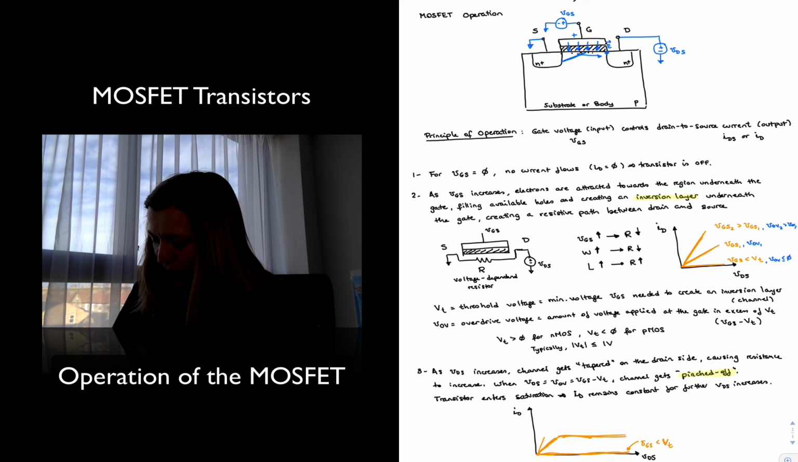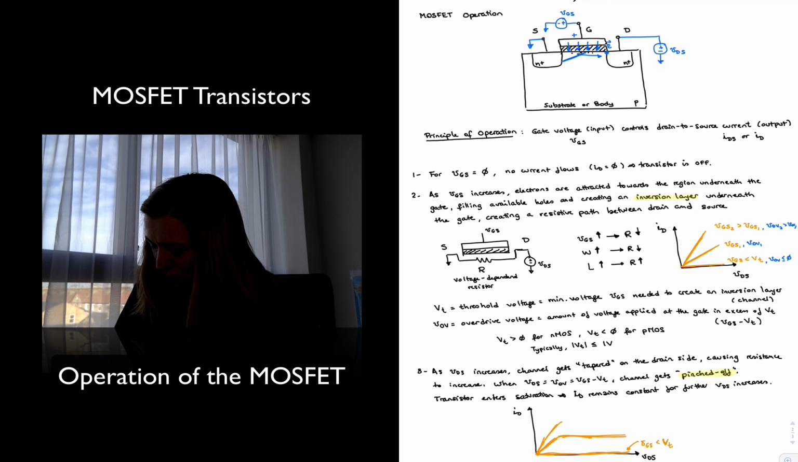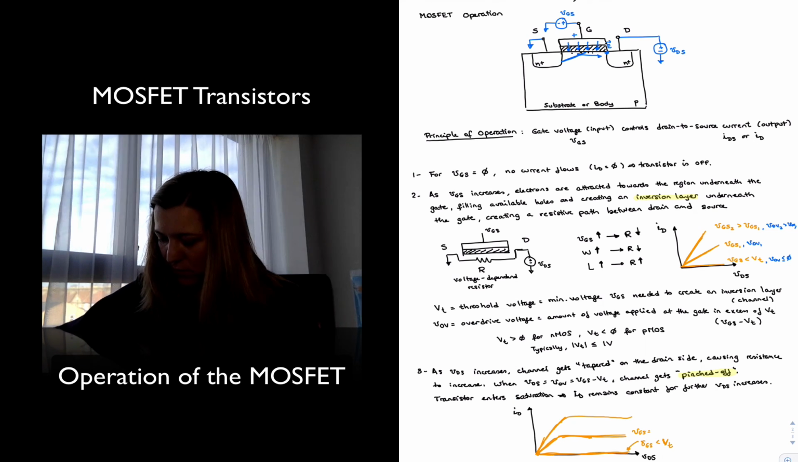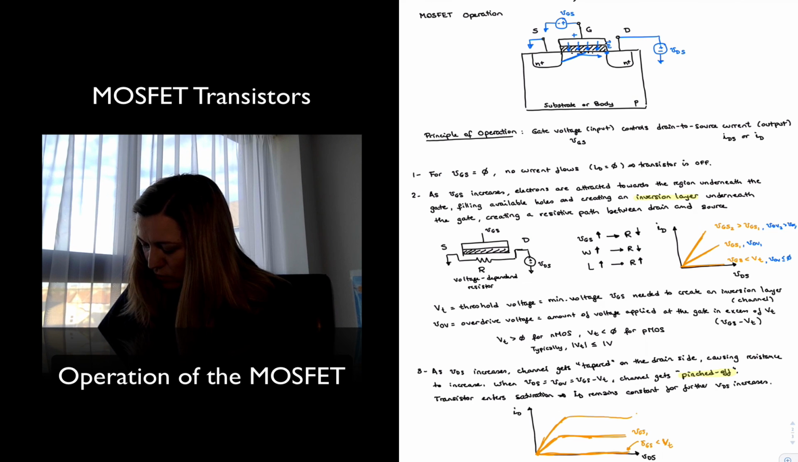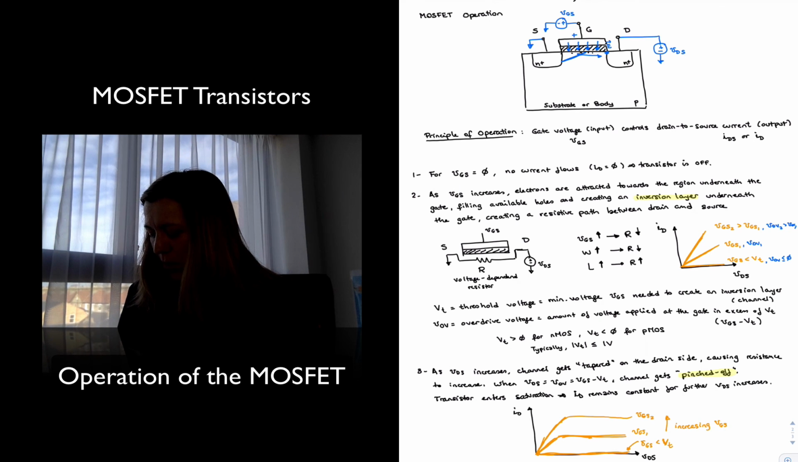For higher values of VGS, this is going to have a greater slope, but eventually it will also reach saturation. So this will be for VGS equals VGS1, or I will just label it as VGS1. This will be VGS2, and this is the direction of increasing VGS, or again, we could express it as increasing the overdrive voltage as well.